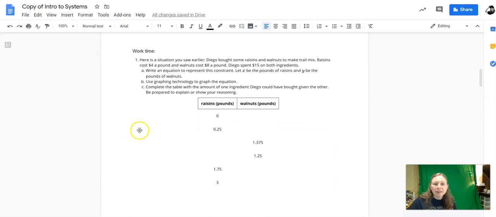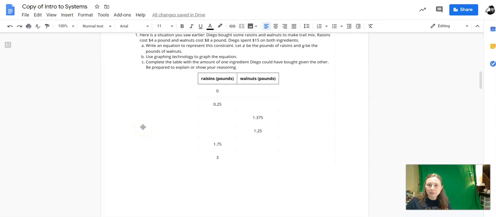So in this situation, same problem, Diego has some raisins and walnuts to make a trail mix. Raisins cost $4 a pound, walnuts cost $8 a pound, and Diego spent $15 on both ingredients. So in this one, we've got a table of values, but one of those values is blank all the way down. And so we're going to try to complete the table for the other ingredient given the amount of the first ingredient that we bought.